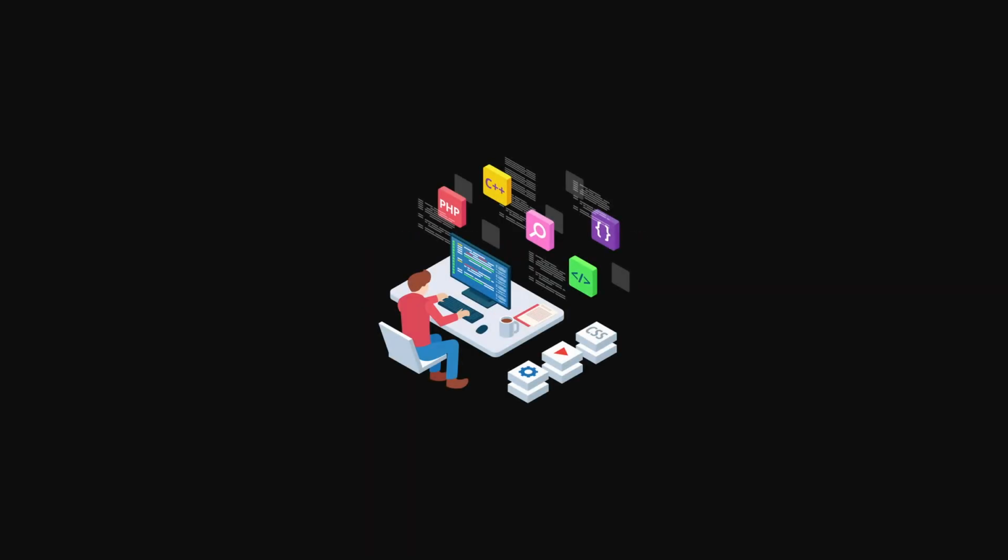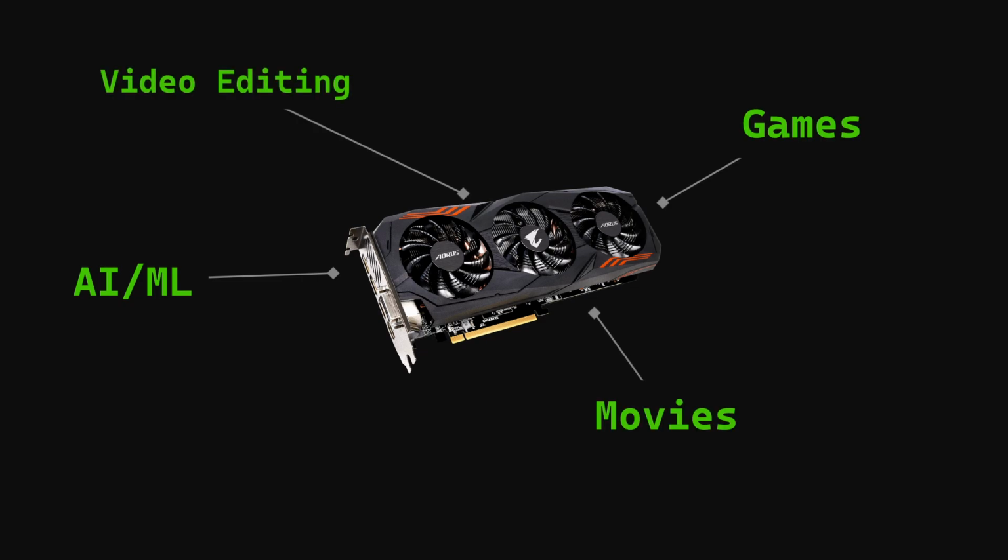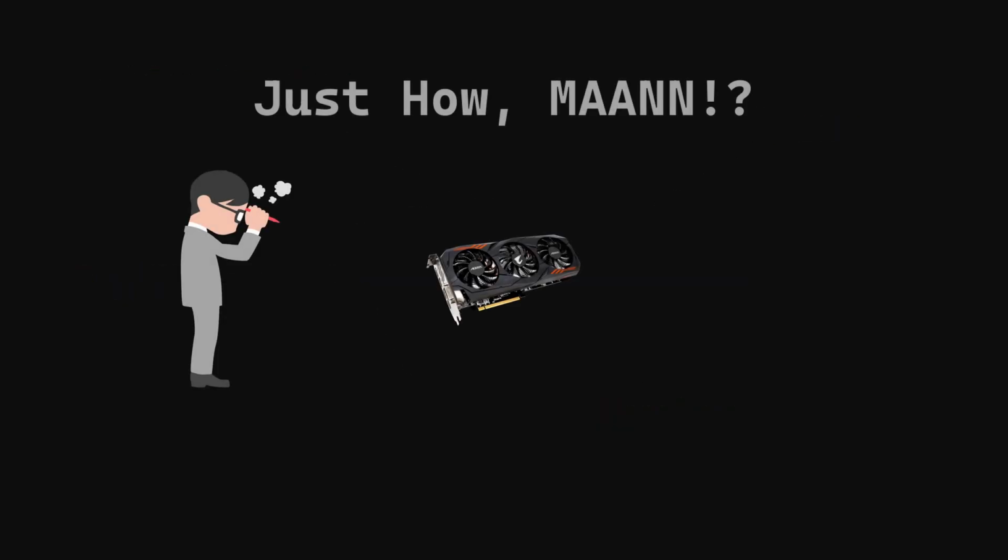In 2025, almost all applications are using the GPU. AI, machine learning, games, movies, video editing, almost everything. But how are they using it? Are they using the device file located in the /dev/dri/cards?